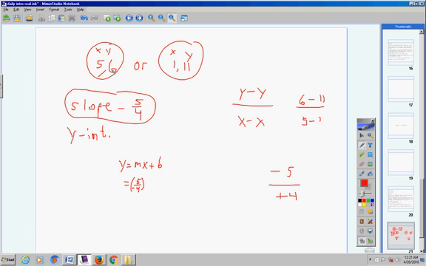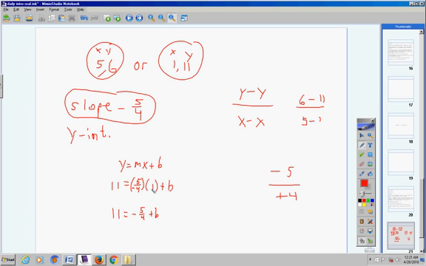I don't care which one we use. I'm going to use this one, okay? It doesn't really matter. So for y, I'm going to put 11, because that's my y value. For x, I'm going to put 1. That's my x value. Plus b. Now, negative 5/4 times 1 is negative 5/4.